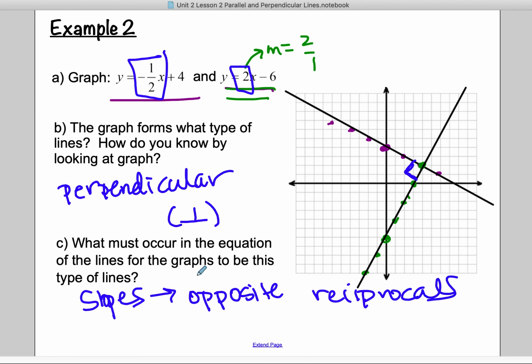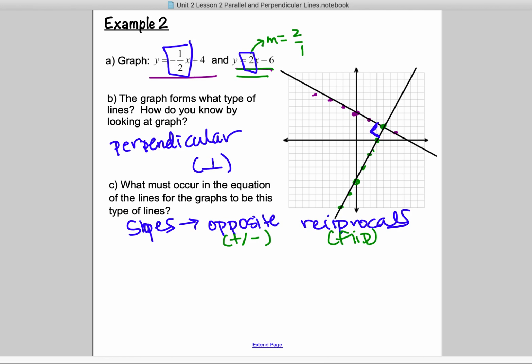Okay, so what does the opposite part mean? It means positive and negative. So one's got to be positive and one's got to be negative. And then reciprocal, that's when you do the flip. Okay, so if I take this negative, make it positive, and flip it, I get positive 2.